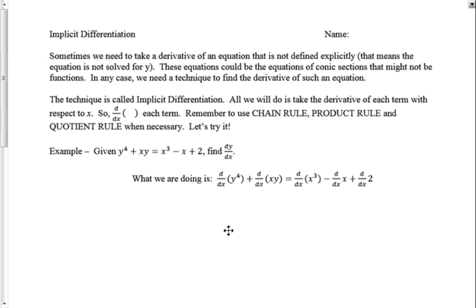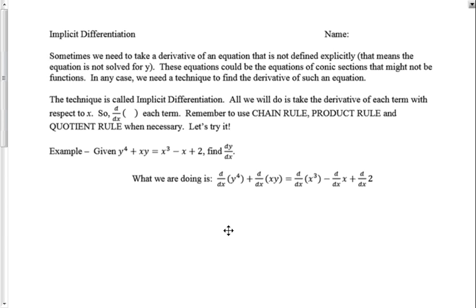Okay, we are talking about implicit differentiation in this video. So implicit differentiation is just a way to take a derivative of an equation that isn't solved for y. So it doesn't start with y equals and then everything on the other side of the equals is an x. It doesn't look like this. Typically they're conic sections or other various equations for relations that may or may not be functions.